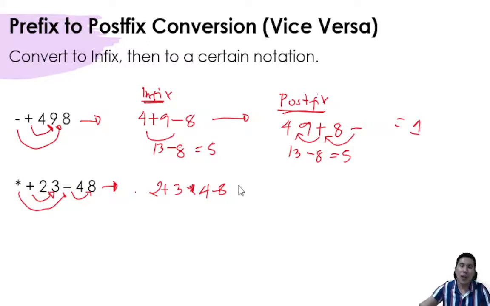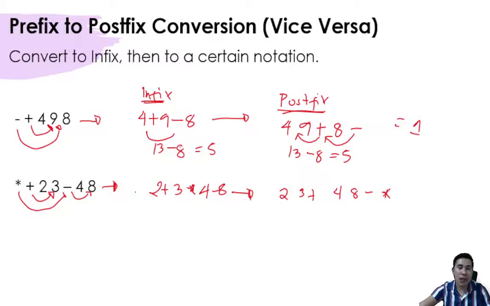So that's how we can convert into postfix. For us to convert this into postfix, we just have to move the operators to the right. So we have 2, 3 plus, and then followed by 4, 8 minus, then multiplication. Okay, so that's how you convert infix or prefix to postfix.